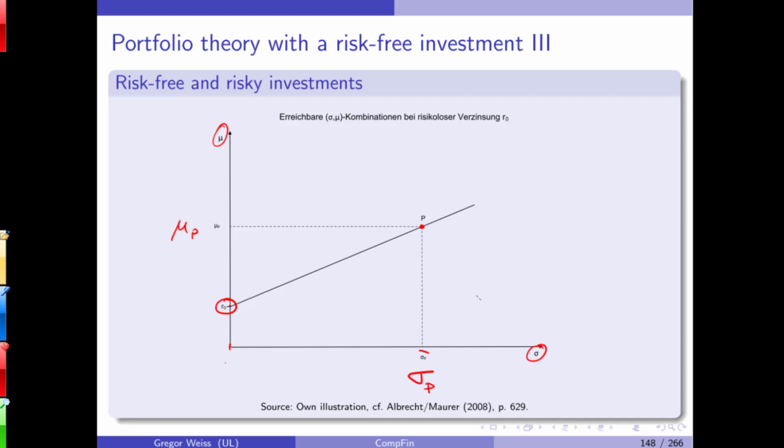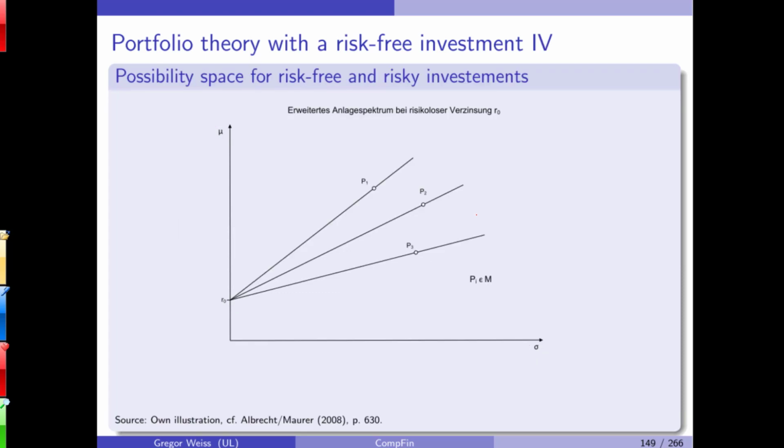Obviously, here, the risk-free investment will have a risk of 0. The volatility will be 0. And then you can combine these 2 points with a line, and you will get this graph. For different portfolios, P1, P2, and P3 here, you will get different graphs if you link them with the risk-free investment.